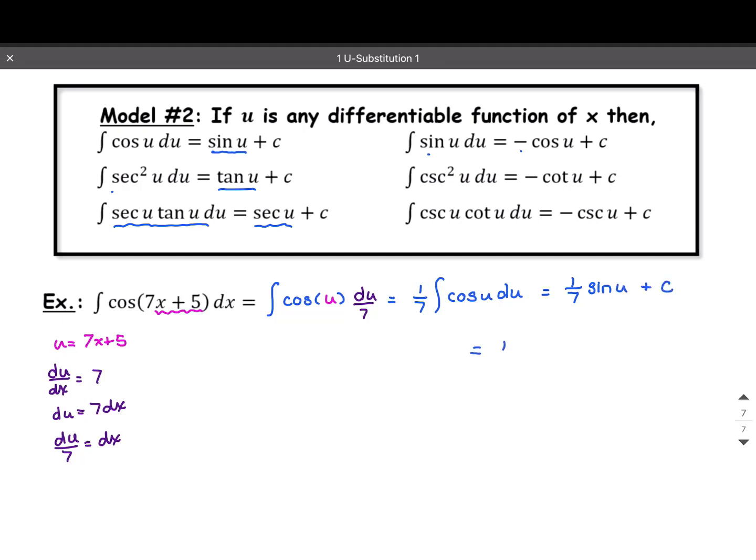One last step, I keep my 1/7 times the sine of, wait a minute, what's my u? 7x plus 5, and then plus c. We have now evaluated the integral. All right, guys, so this is the introduction to the beginning of u substitutions to help us simplify some of our integrals. We will definitely be doing more of this.